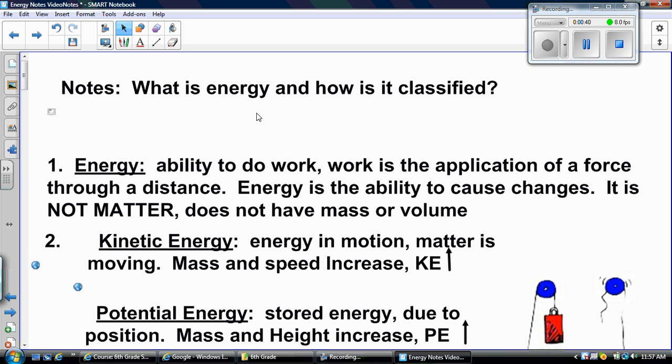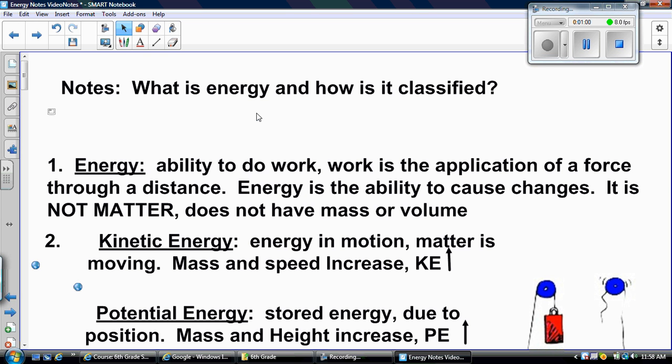Okay, energy is the ability to do work. Work is the application of a force through a distance. Energy is the ability to cause changes. It is not matter. It does not have mass or volume. But energy does affect matter. So energy will cause changes in matter.